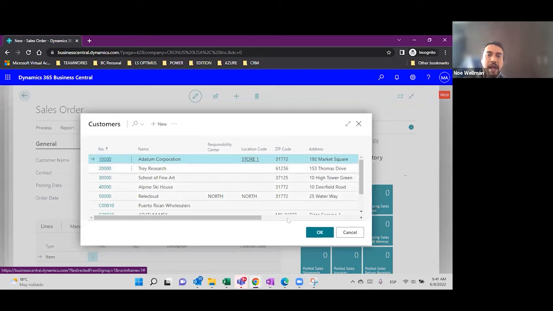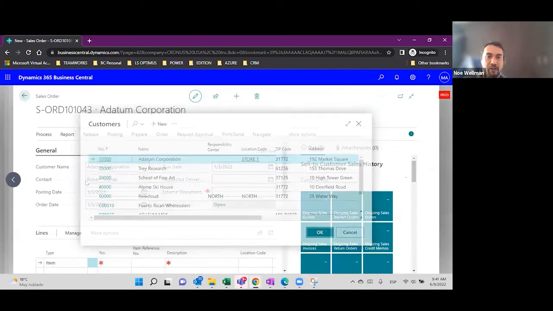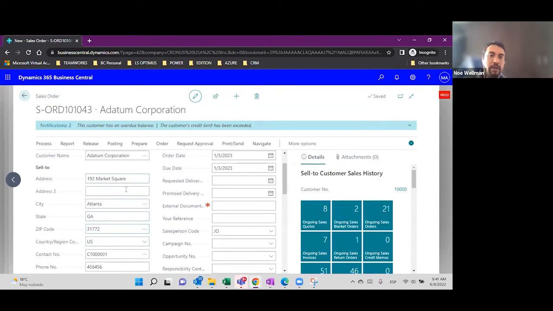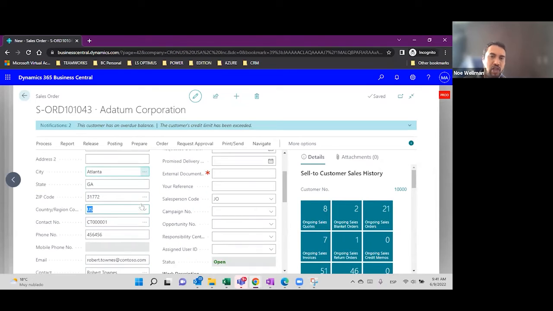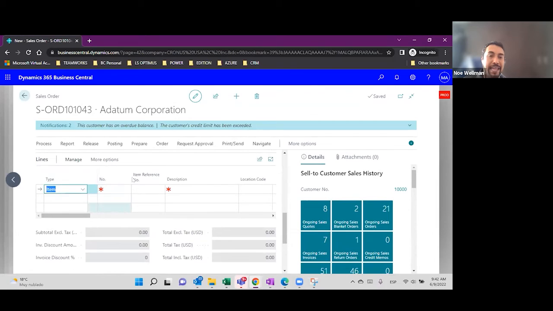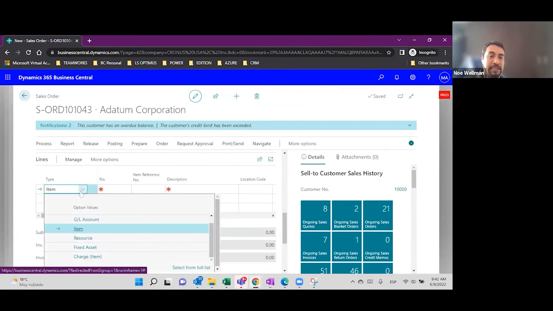Okay, so I'm going to start selling. This is a sales order, where I'm going to include just a customer. The customer already has all the information that we created and it is going to be recalled into the header of this document. Adatum Corporation is my customer, and then I have all the address, all the general information, and so forth. And then in the item section or the line section is where you tell the system what you will be selling, from an item or a fixed asset, or maybe you want to add some charges.